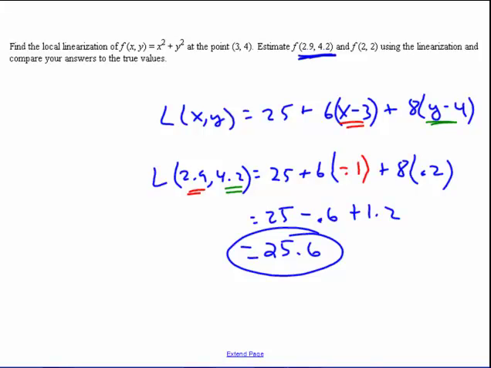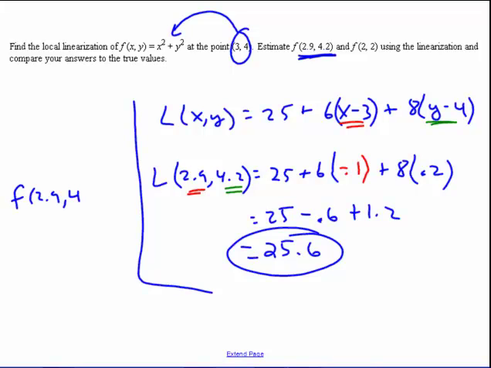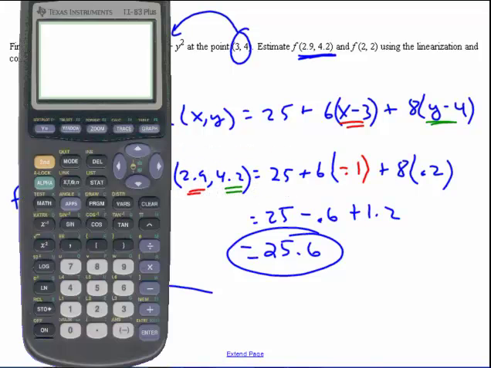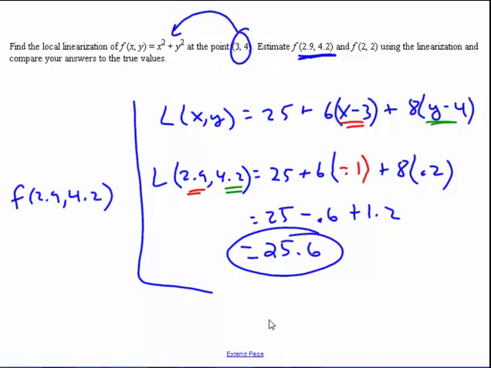So let's think about what happens if we put these points into the real equation. Let's compare my approximation to f of (2.9, 4.2), and we'll do that on the calculator. We got 2.9 squared plus 4.2 squared, which is 26.05. So our linear approximation did a pretty good job.